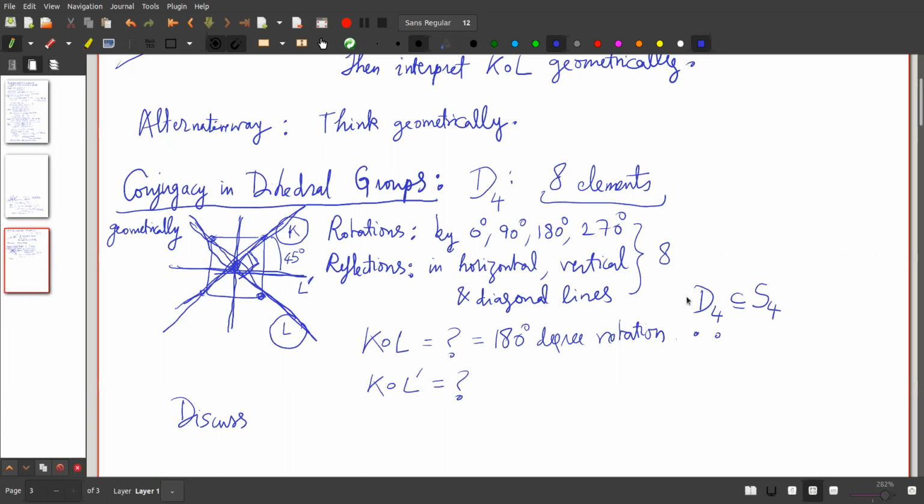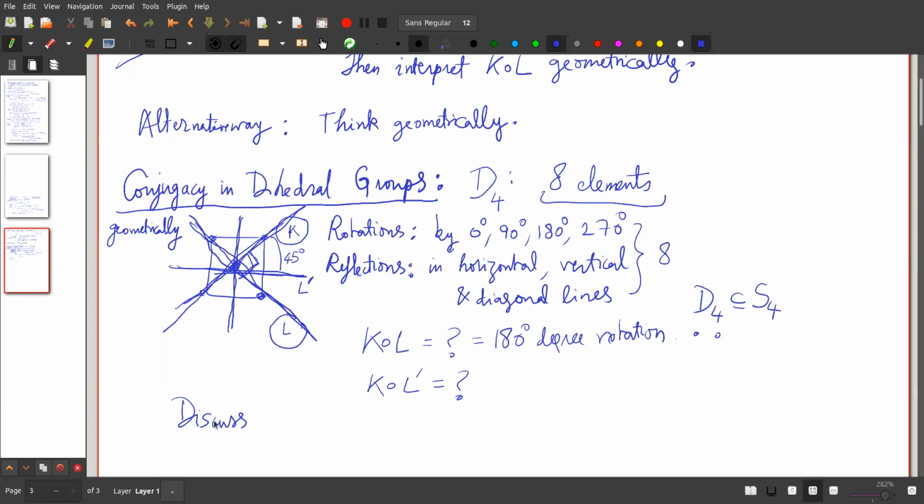That's all. For example, your idea to say if two elements have different cycle types, they are not even conjugate in S4, so they cannot be conjugate in D4. You can use that, for example, to see whether L prime and K, and L prime and L, are conjugate. Okay, so very good.